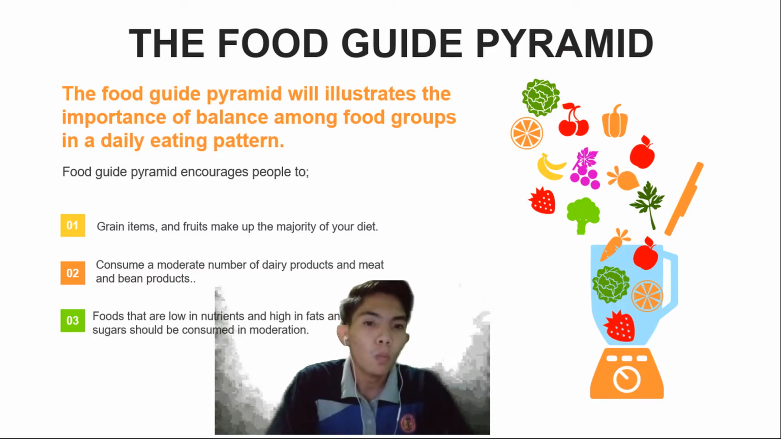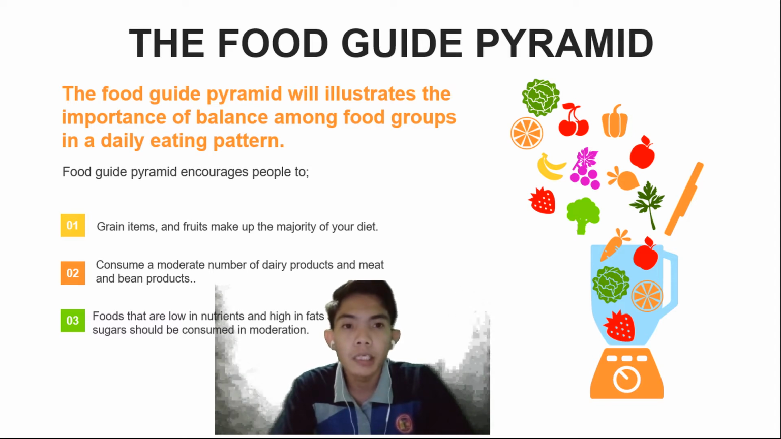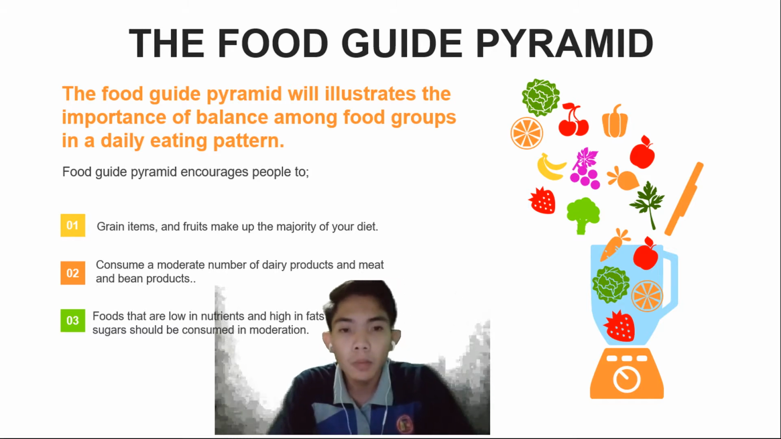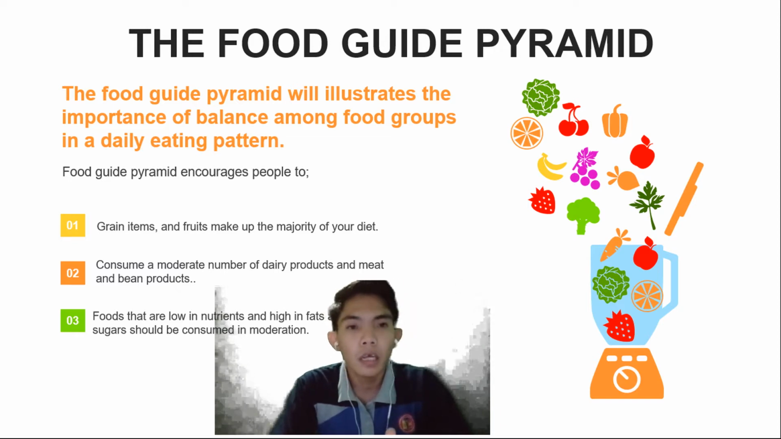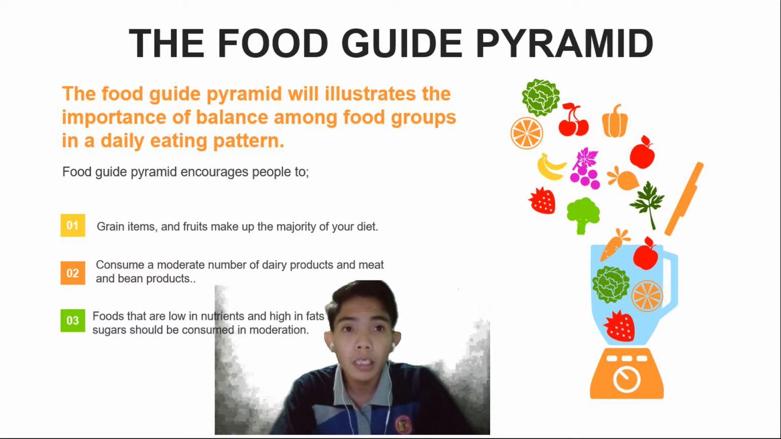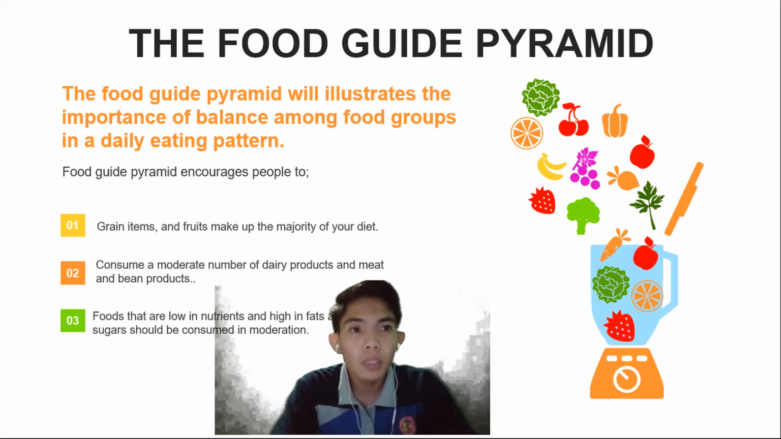Okay, we proceed to the first slide, which is food guide pyramid. What is food guide pyramid? Food guide pyramid will illustrate the importance of balance among food groups in a daily eating pattern. For example, grains, fruit and vegetable groups are at the base of the pyramid. For a moderate diet, we need to eat food in the milk group and the meat and bean group.